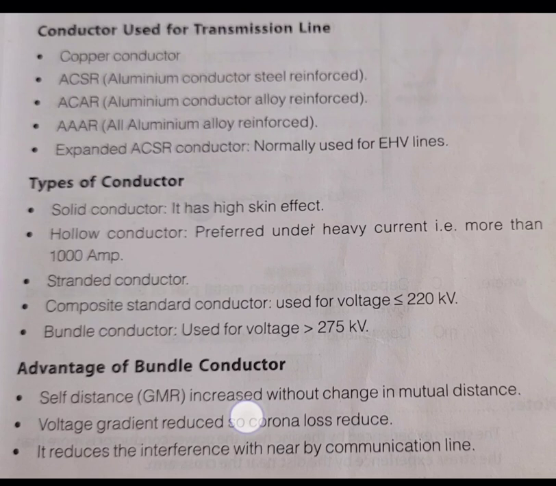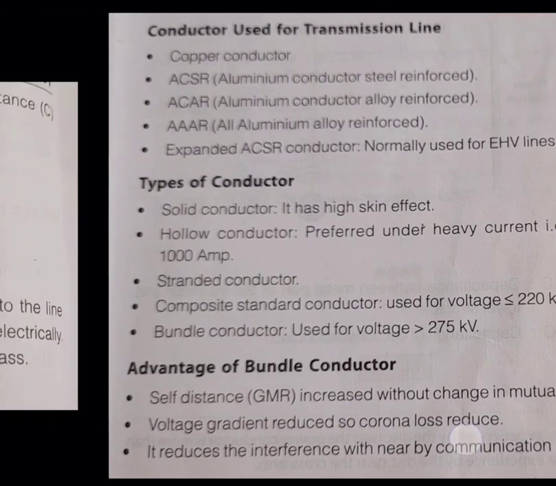Voltage gradient is reduced, so corona loss is reduced. Your voltage gradient decreases, so corona loss will be reduced. It reduces the interference with nearby communication lines. If we are using bundle conductor, meaning a bundle of 3, 4, 5 conductors, it reduces the interference with nearby communication lines, because they are attracted by each other and they don't cause any interference to the line. Okay, that's the thing.